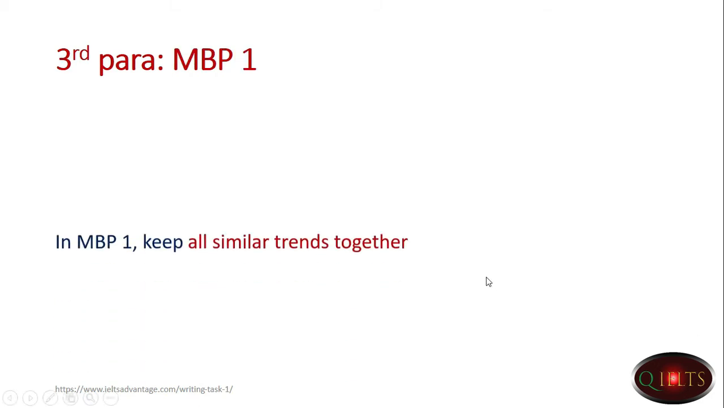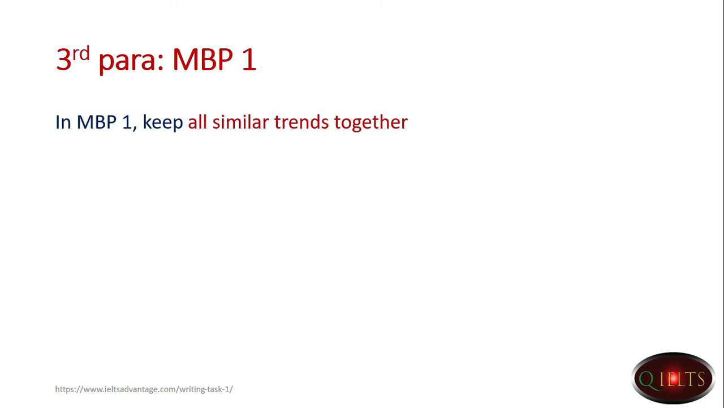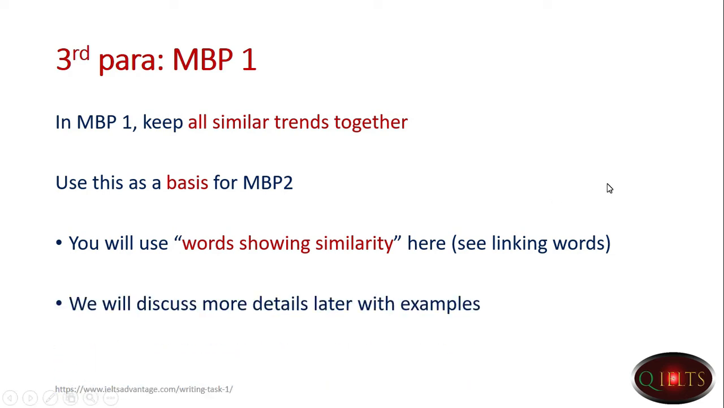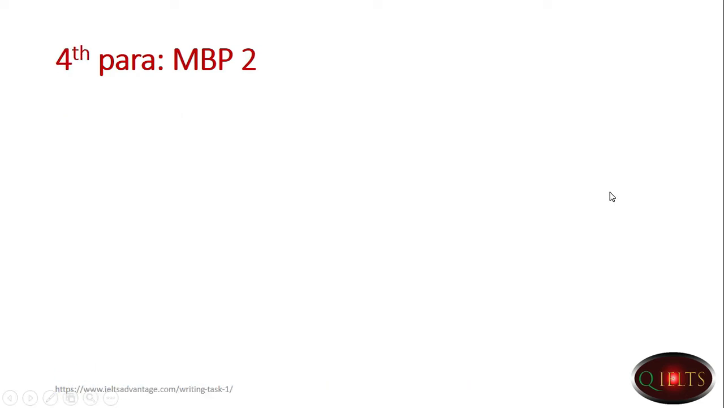Then, the first main body paragraph: if you have multiple trends and there are some trends which are similar, you must discuss all the similar trends in the first main body paragraph. You can use this as a basis for main body paragraph 2, and we will discuss it in the next slide. In this main body paragraph, as you are discussing similar trends, you will use linking words which show similarity. You can see these linking words from our previous videos. We will discuss more details later with examples.